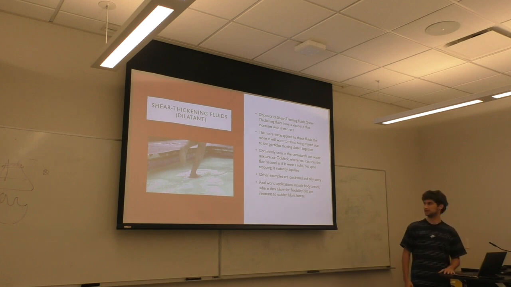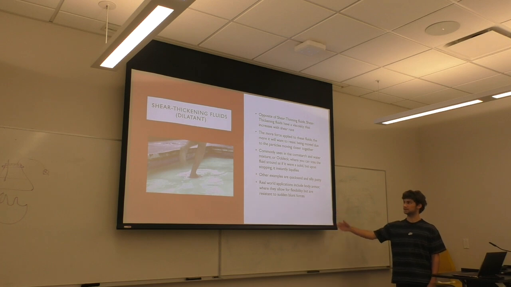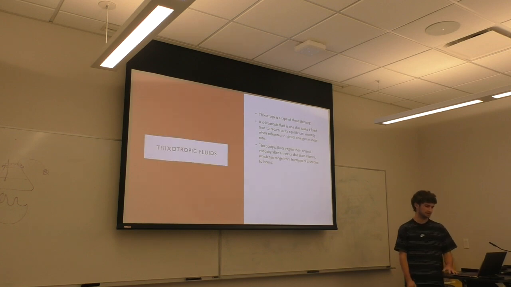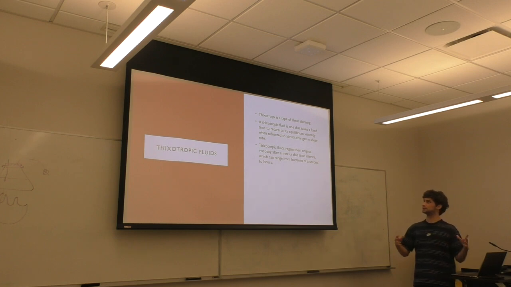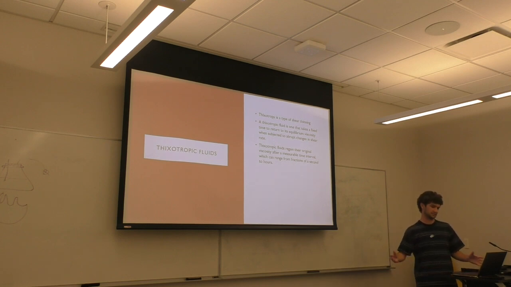Real world applications are actually in body armors, because if you take a sudden blunt force with a shear thickening fluid, it'll solidify and protect you, which is pretty cool. So then we're going on to thixotropic fluids. This is basically a type of shear thinning, but the big difference between these and shear thinning is that it has a set amount of measurable time to where it can return to its normal state. It has a measurable time interval, like it says right there, which can range from a fraction of a second to hours.